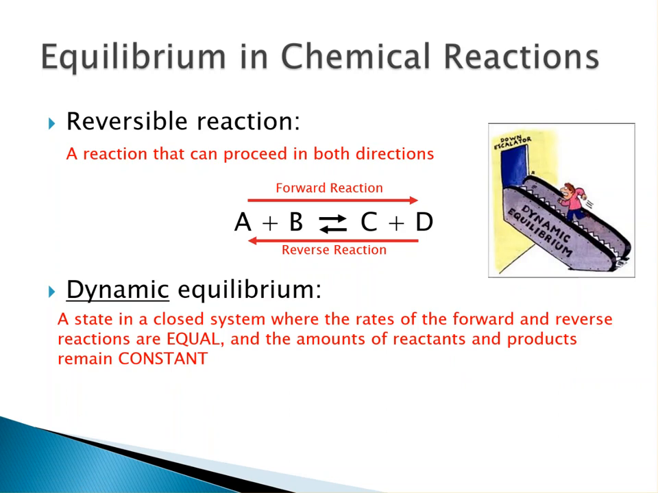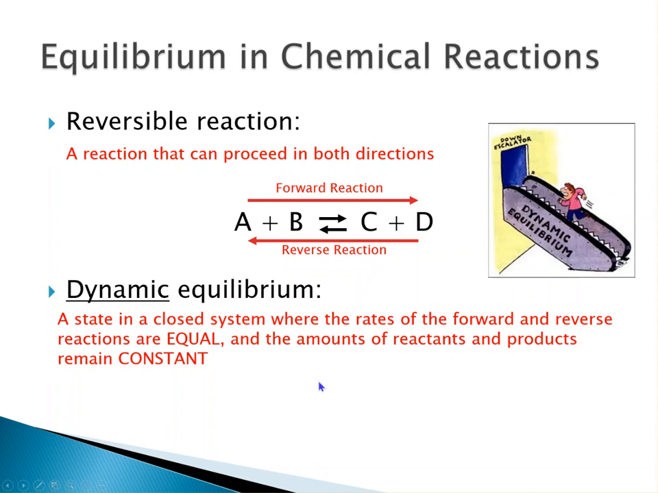So this is the definition of equilibrium. A system at equilibrium will have equal rates for the forward and reverse reaction. And because the rates are equal, you'll see the amounts of reactants and products remain constant because A and B are combining to form C and D at exactly the same rate that C and D are combining to form A and B. So every one of those that happens, you don't see a change.